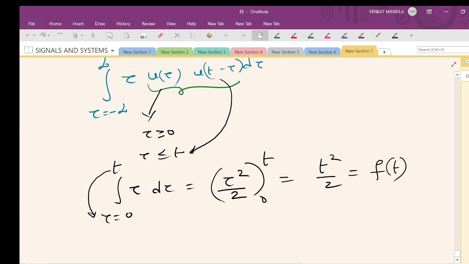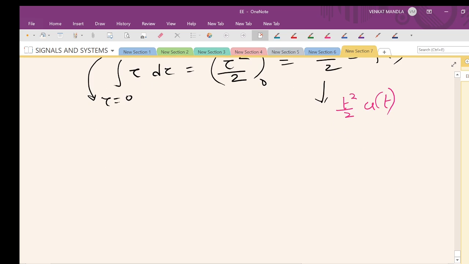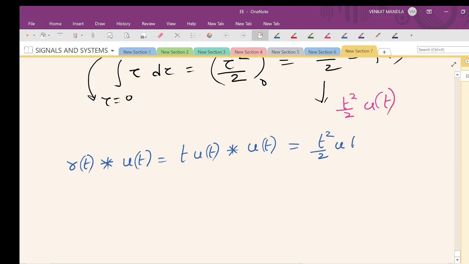So we need to specify the limits of small t. So limits are t greater than or equal to 0. So t greater than or equal to 0 means only positive side. Then how to represent the positive side of the signal? This t square by 2 into u of t. These are important. R of t convolution with u of t, that is t into u of t convolution with u of t, is t square by 2 into u of t.